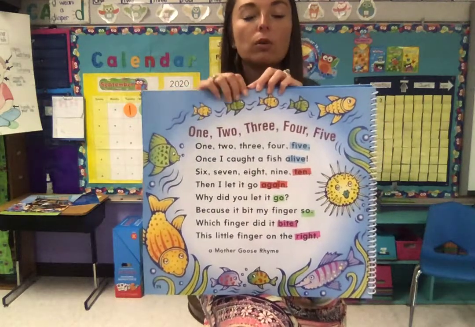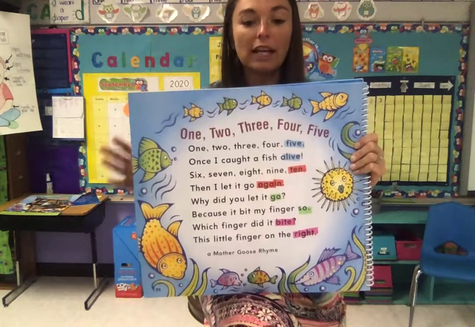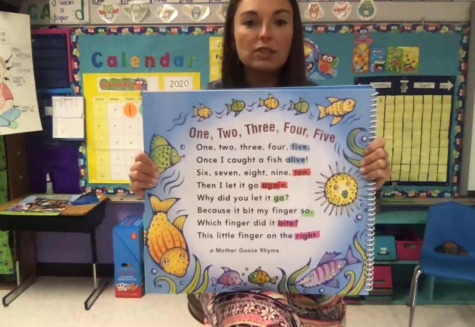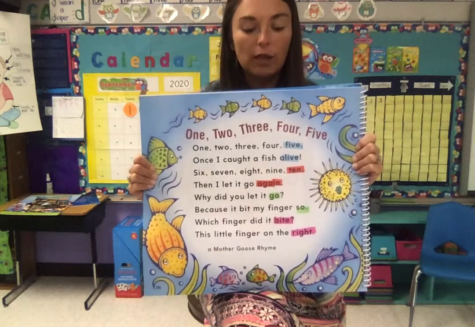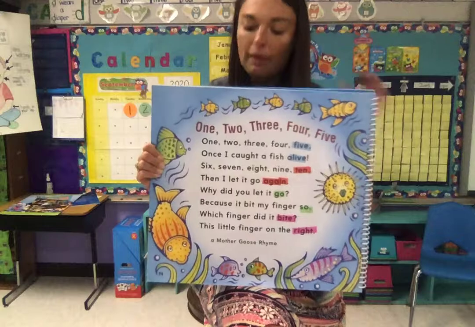So this time what we're going to do is, as I say the number words, I want you to use your fingers. We're going to count to 5 on our fingers. Hold up your finger to represent each number word that I'm saying. Okay? It's going to be a little bit hard for me to do and hold the book, but I'll try if you all try with me. Okay? So let's go. Ready?